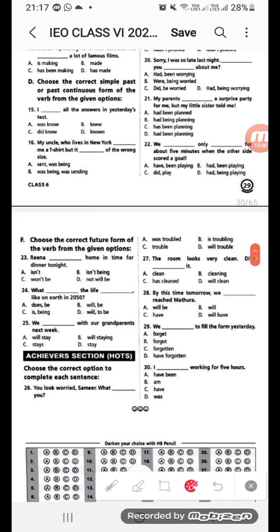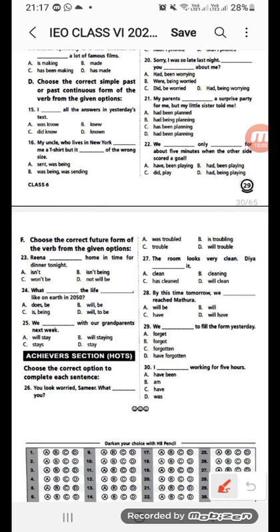Now exercise F. Here we have to choose the correct future form of the verb from the given option. Reena won't be home in time for dinner tonight. Number 24. What will life be like on earth in 2050? Number 25. We will stay with our grandparents next week.